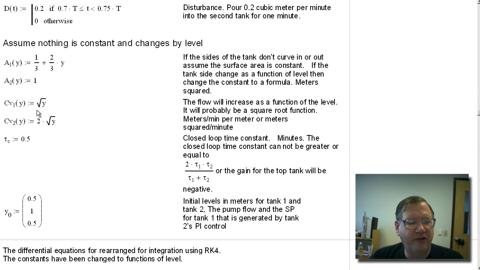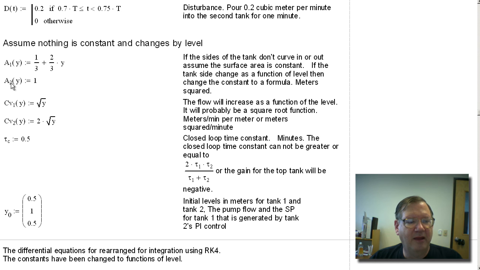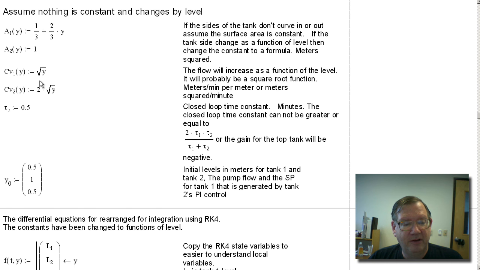So I got the flow constants here, and I just define them as the square root of y and 2 over y. And remember, this y is the level. So the flow is not linear. And I'm also assuming that the tank sizes are not constant. The area of tank 2 I've assumed is just a constant 1 meter squared, but the area of tank 1 changes with the elevation. And I can put any equation I want in here, and I'll be able to solve that later. You'll be able to see how I solve it.